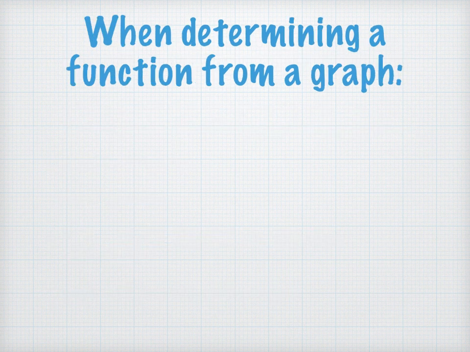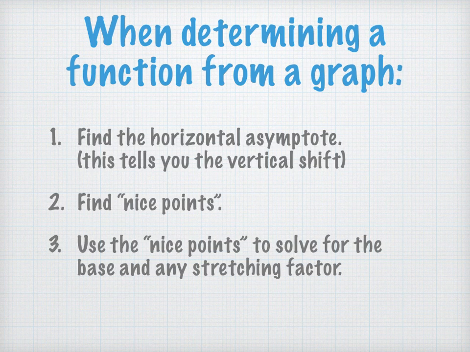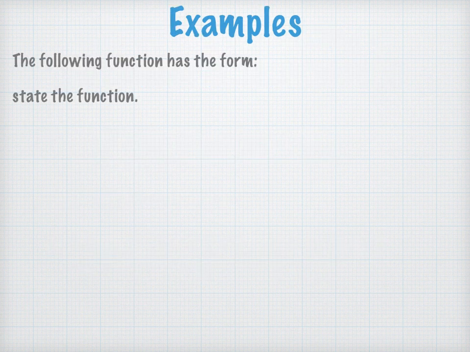So, when determining a function from a graph, these are our three basic steps that we will follow. First, we want to define the horizontal asymptote. This will tell you about your vertical shift. It's nice to find that vertical shift first. The second thing that you're going to do is find a couple nice points, and we'll see what I mean by nice points when we get to our examples. Our third step is to use the nice points to solve for the base and then any stretching factor that we may have going on. So let's get to an example.